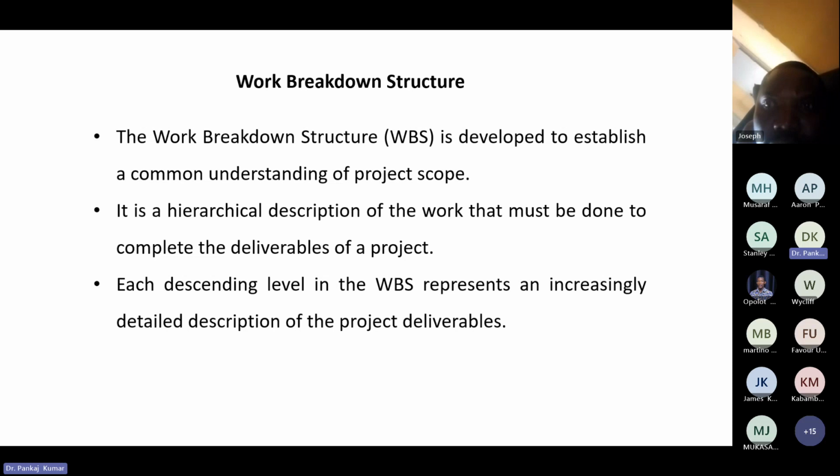By breaking down the project into smaller components, the work breakdown structure facilitates progress tracking and reporting. Project managers can monitor the status of individual elements to gauge overall project progress accurately.